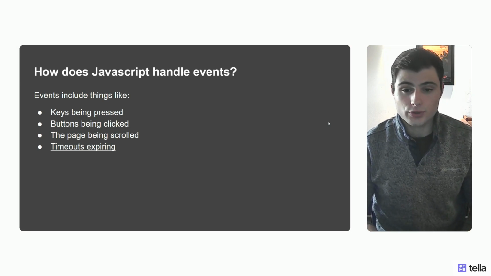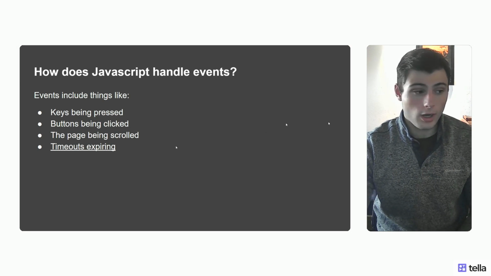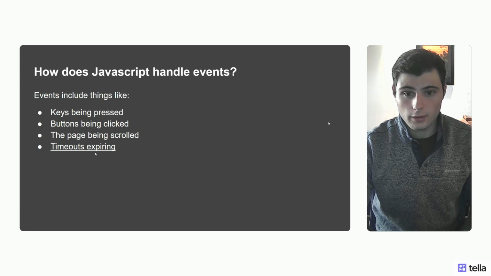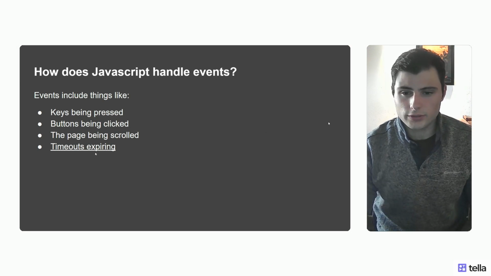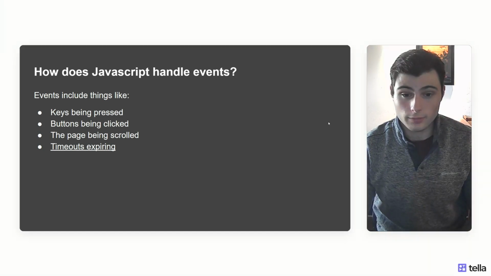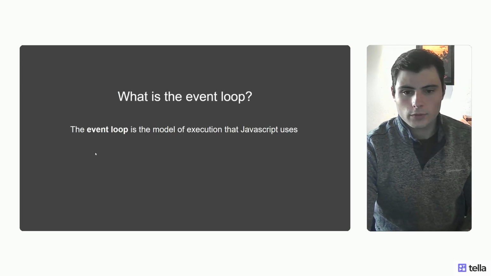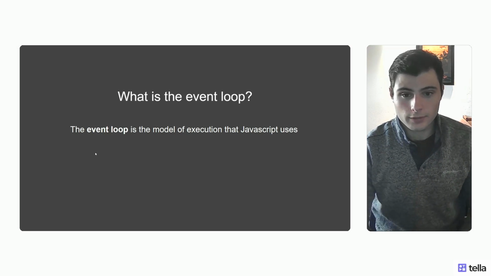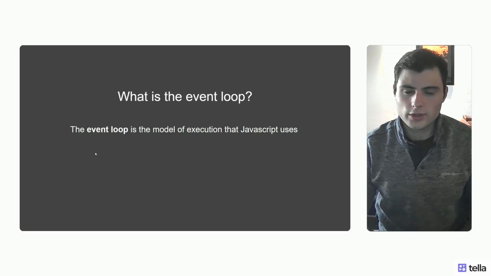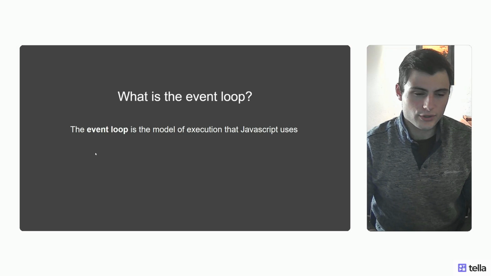And events can even be things like timeouts expiring, which we've explored a lot in previous lessons. And what you should probably know is all these events of like keys being pressed and buttons being clicked, these are indeed asynchronous because we cannot predict when a user is going to hit the buttons. And so the way JavaScript is able to really handle all these events is through its model of execution, which we call the event loop.